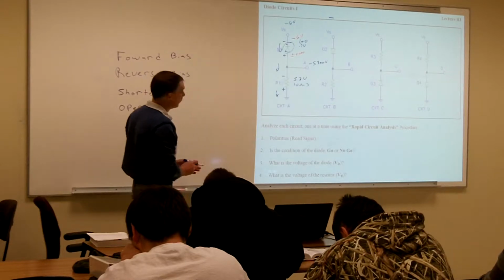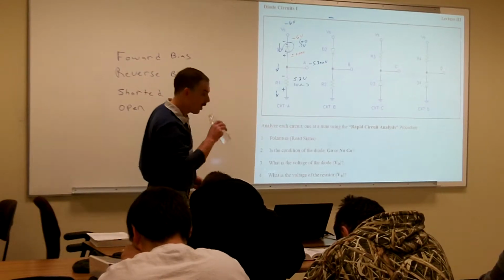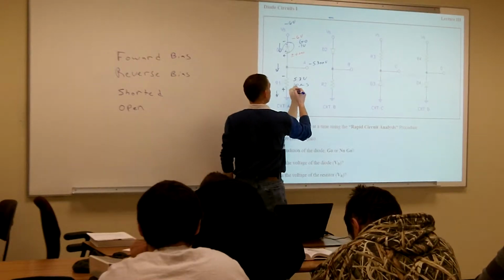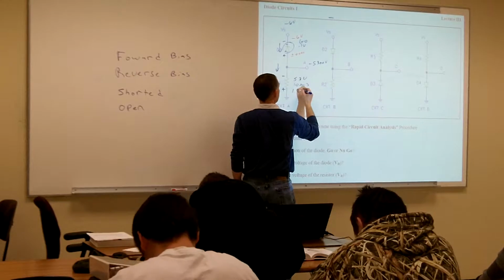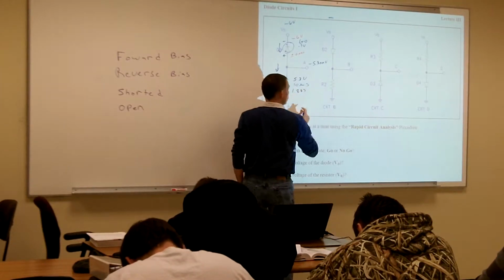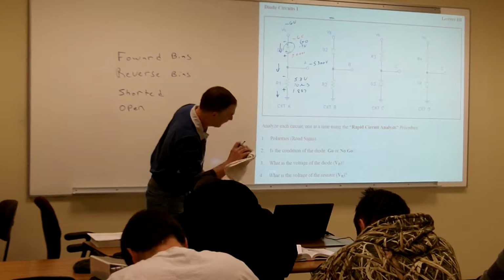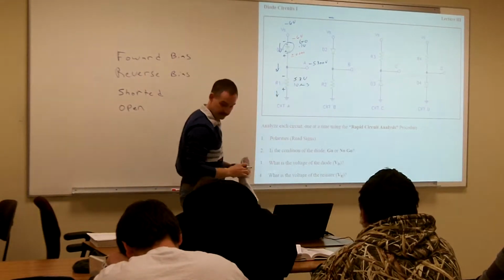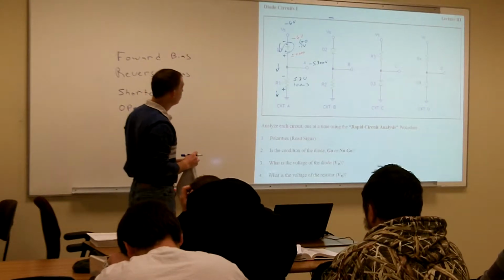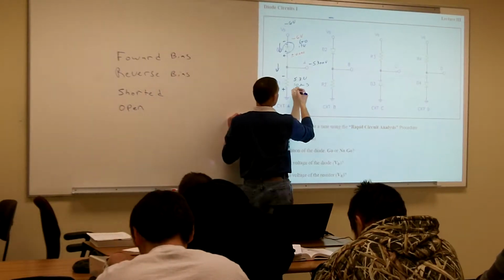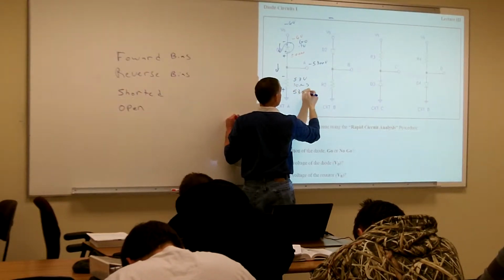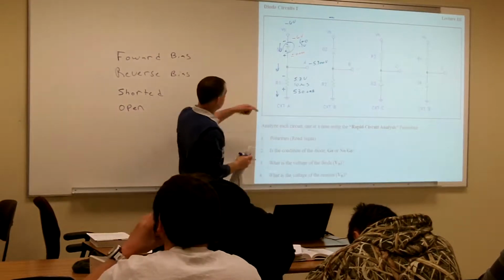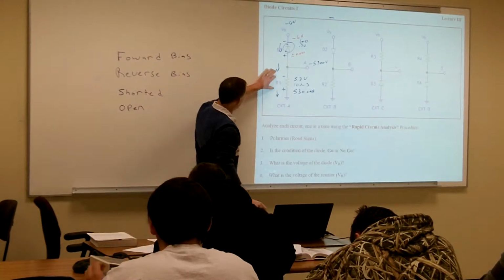So then what would be the current of the diode then? 1.887 amps. 1.88. Wait a minute, I think I did my numbers backwards. Yeah. Sorry. 530 milliamps. There we go. 530 milliamps. So what's another name for R1?